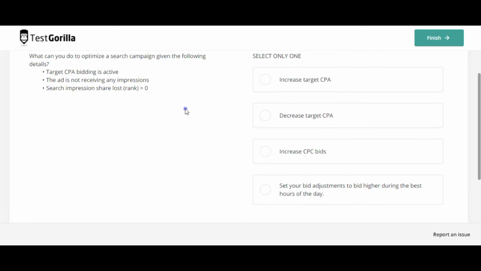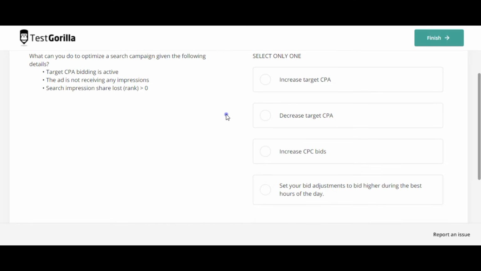Another question: what can you do to optimize a search campaign? Actually, looking at these questions, they are more of an advertising kind of business. It's marketing, online Google things. So if you're in that kind of nature of the business, this is what you should expect. Target CPA, the ad is not receiving. So this is more of a marketing aptitude test.